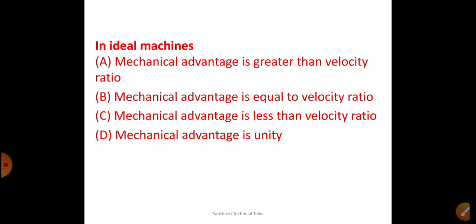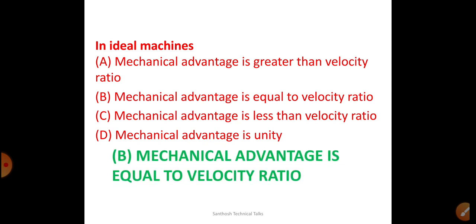For ideal machines, the mechanical advantage and the velocity ratio are equal. So equal velocity ratio and equal mechanical advantage. Therefore, ideal machines will produce 100% efficiency. These are terms we can easily understand. For actual machines, mechanical advantage is less than velocity ratio. Therefore, the efficiency is always less than that of ideal machines. Ideal machines are theoretical machines, whereas actual machines are the ones working in nature.